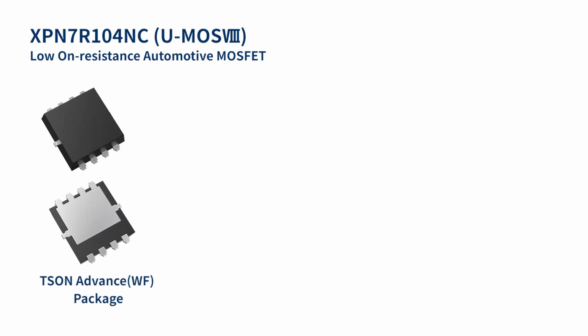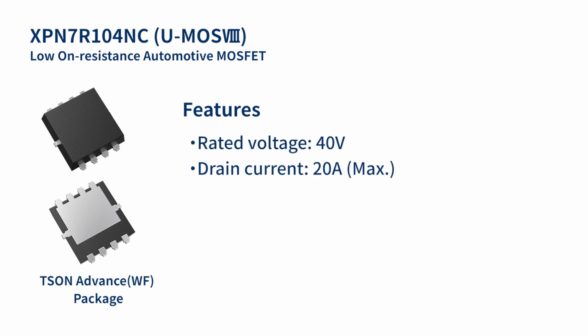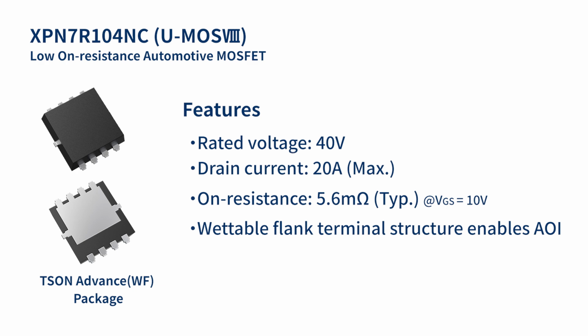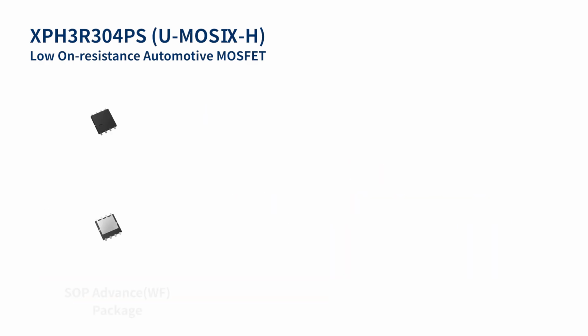XBN7R104NC, N-channel MOSFET is one option for use in the bridge circuit. It has a rated voltage of 40 volts, a maximum drain current of 20 amperes, a typical on resistance of 5.6 milliohms. Its wettable flank terminal structure enables automated optical inspection called AOI.